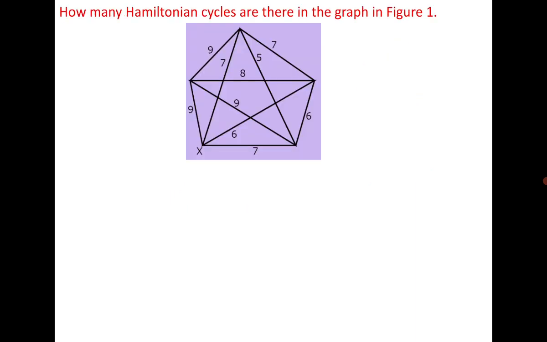How many Hamiltonian cycles are there in this graph? Now you can use the same logic which we have used for the previous question. So this graph is K5. So you fix one of the vertices, and then initially there are 4 choices. Let's say you visit this one, then 3 choices, then 2, and then 1. So in total 4 factorial choices, and each cycle is counted clockwise and anti-clockwise. Therefore 4 factorial by 2, which is 24 by 2, 12. So 12 Hamiltonian cycles are there.